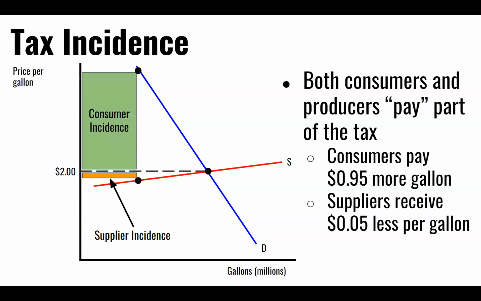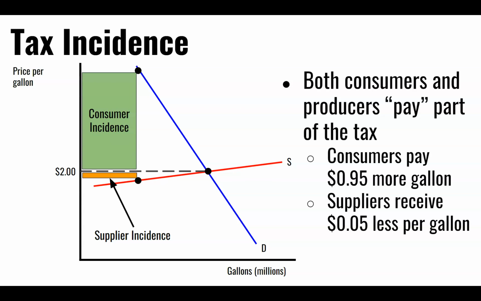So what we'll see then is that $1 tax wedge brought the new price to $2.95. So the consumer incidence is 95 cents of the tax. They are paying 95 cents more than they did before when we were at the original equilibrium point. And the suppliers are paying 5 cents in tax incidence, in terms of 5 cents less per gallon than they received.